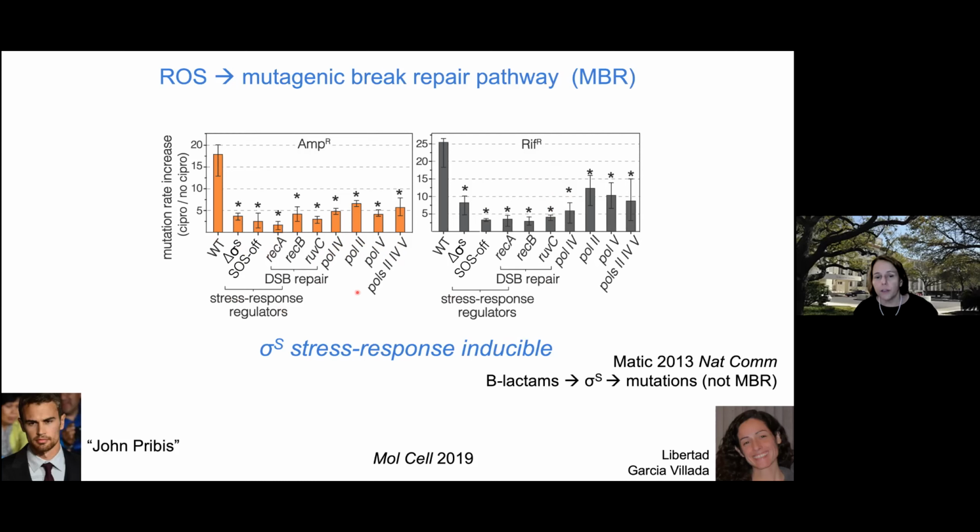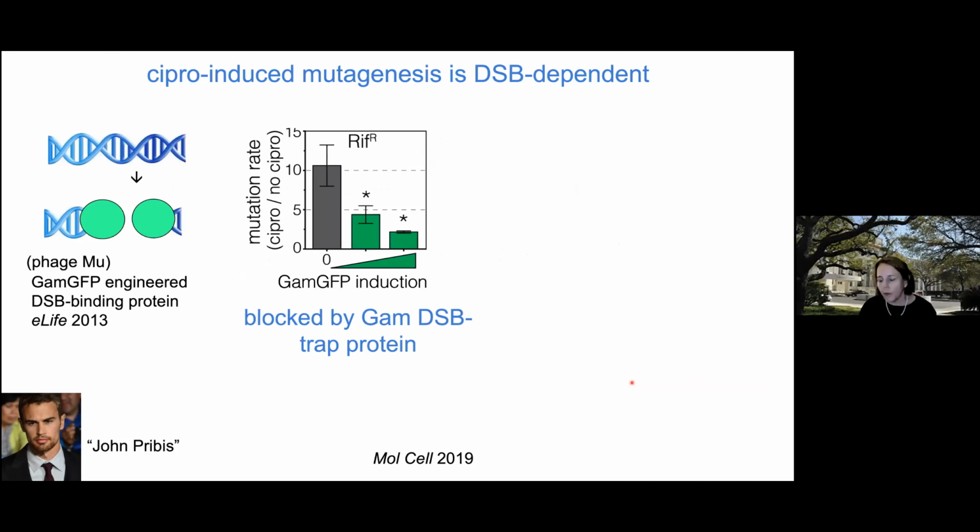I want to point out that the finding of mutagenesis upregulated by the general stress response, Ivan Matic's lab showed a couple of years previously for beta-lactams, which was a lovely paper. And it was interesting to see that the same thing is true for a very different kind of stressor, fluoroquinolones. So if it's mutagenic break repair, making the mutations should require double-strand breaks that can be repaired.